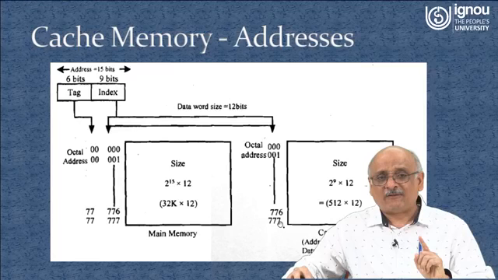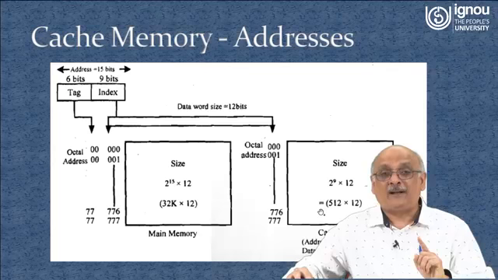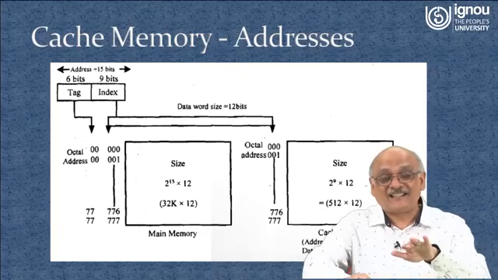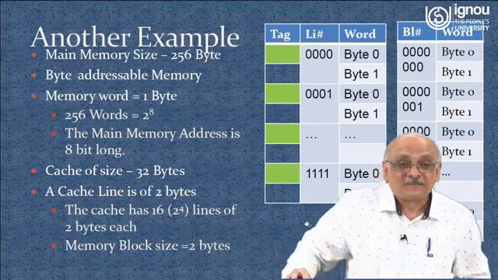Now, which of these RAM locations are stored in this cache memory? This tag field is going to determine that. How? This how is still not answered, so let's look into a simpler example now.